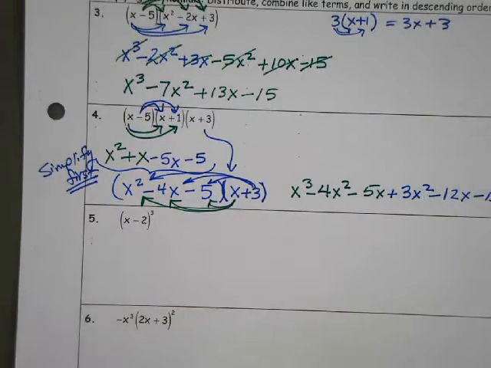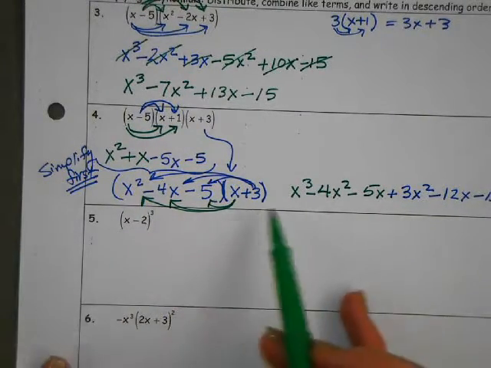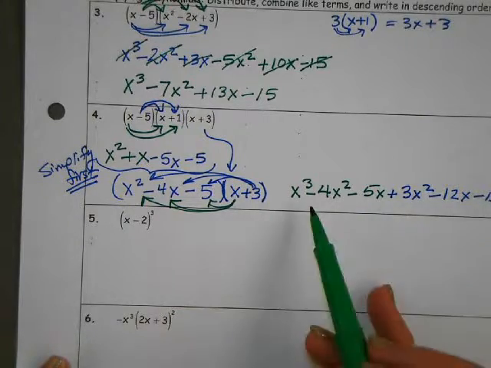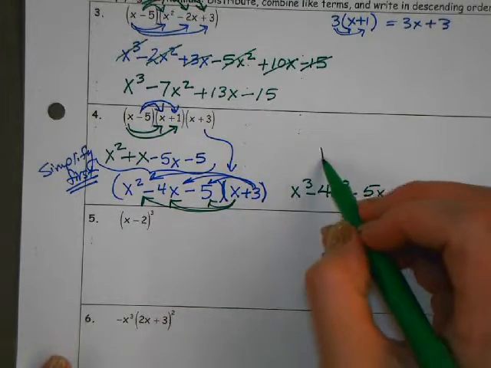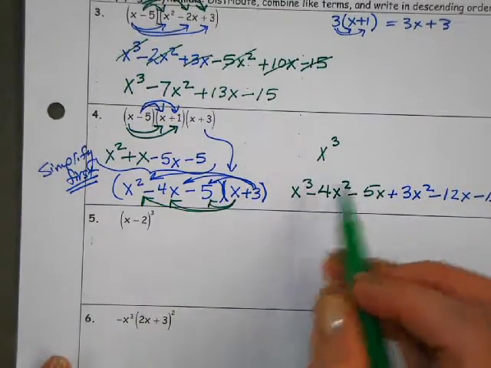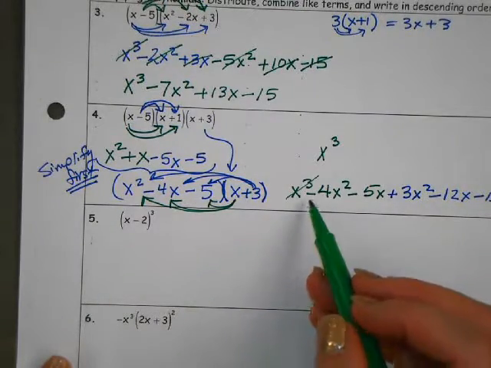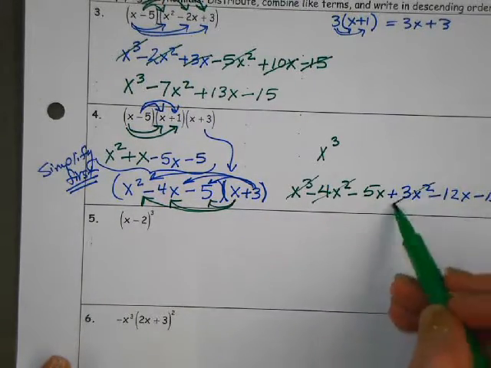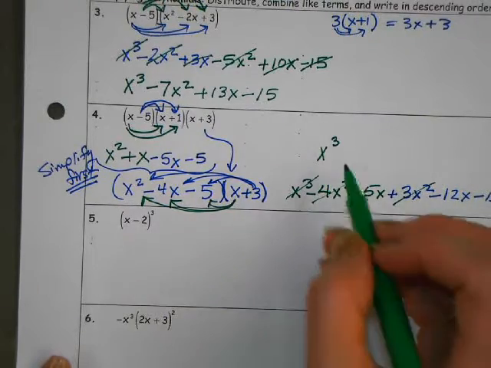Okay? So then the next step becomes combining like terms. So go through there, which one is a cubed? There's just one, so that's just going to be x cubed. Then I'm going to combine my x squareds. I have a negative 4x squared, and I have a 3x squared. How many x squareds is that?